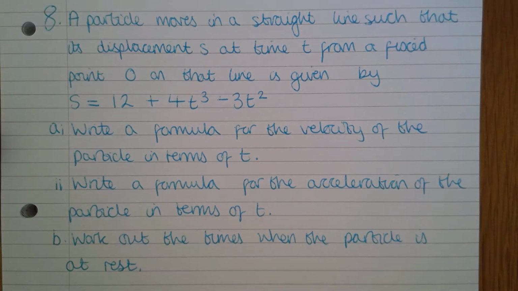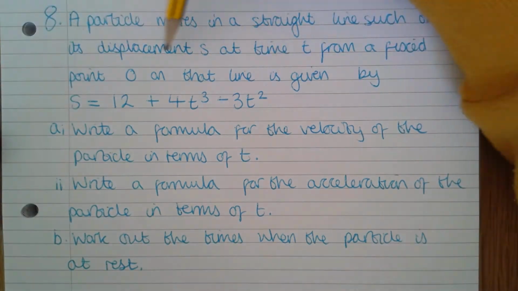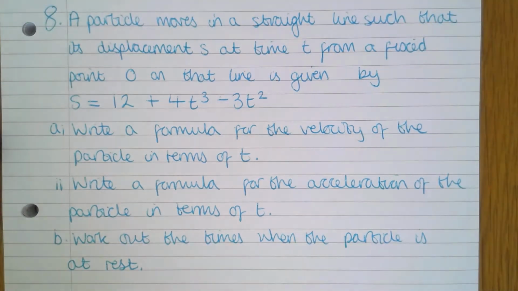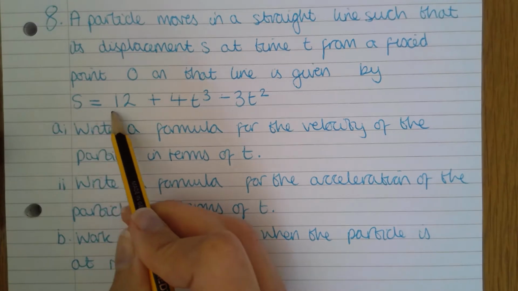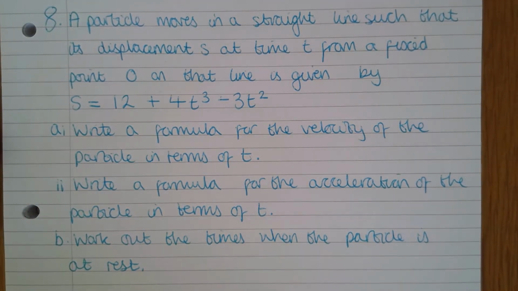I'm going to talk through question 8 and 9 from the AQA chapter test number 7. So question 8 is this. If you haven't got it written down, I would pause the video and write it down. A particle moves in a straight line such that its displacement s is given by s equals 12 plus 4t cubed, take away 3t squared, where t is the time taken.